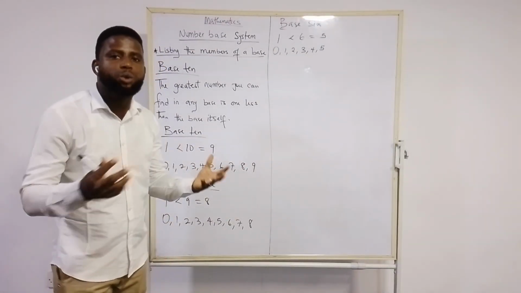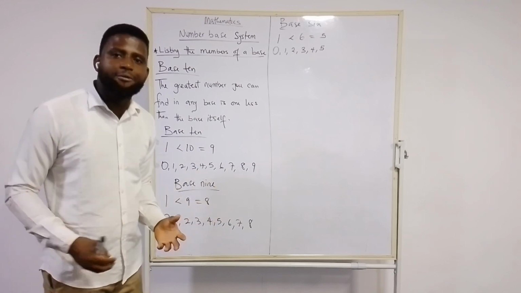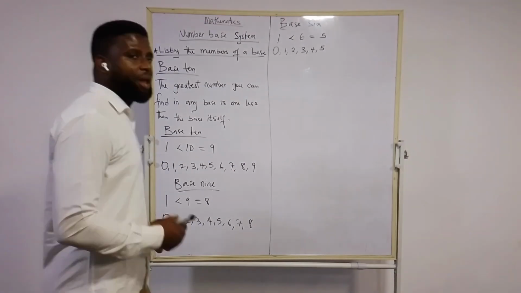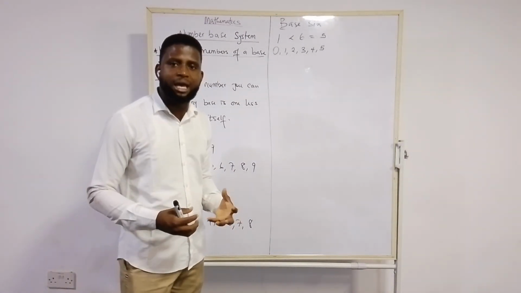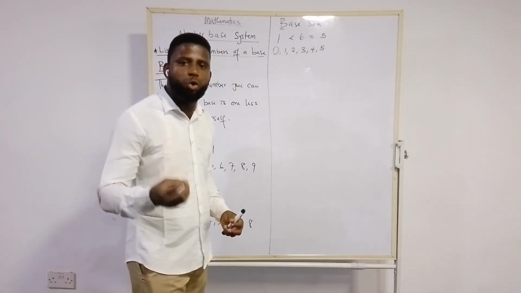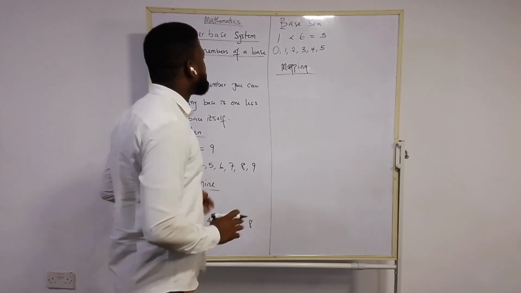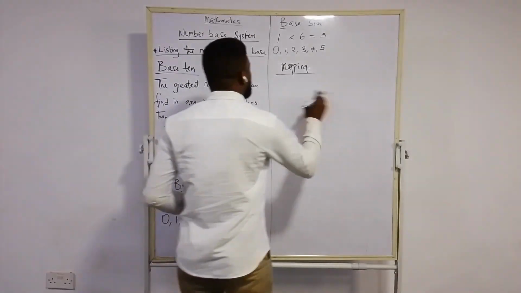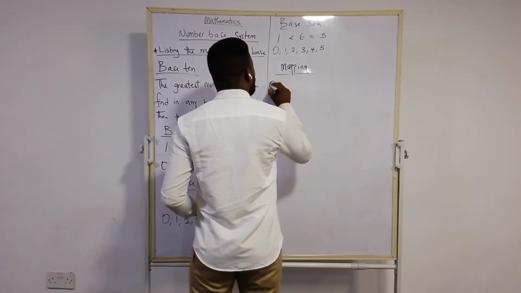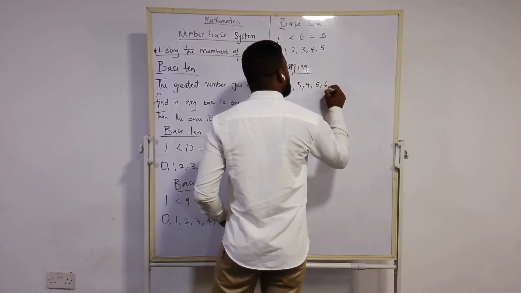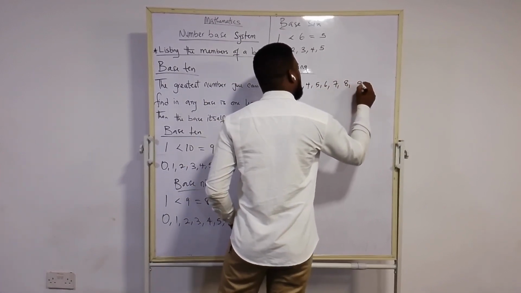So now, how then did we come about 10, 11, 12, 14, and so on and so forth? Now, to get the other numbers in any base, we use a function called mapping. How do we perform mapping? So the first thing you need to do is to write out the primary numbers 0, 1, 2, 3, 4, 5, 6, 7, 8, and 9.